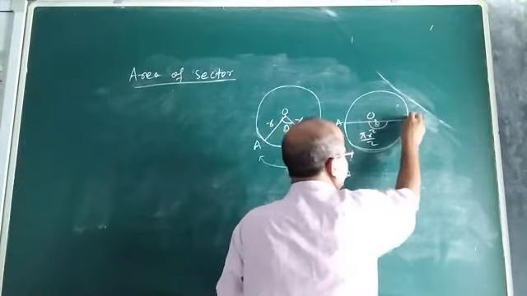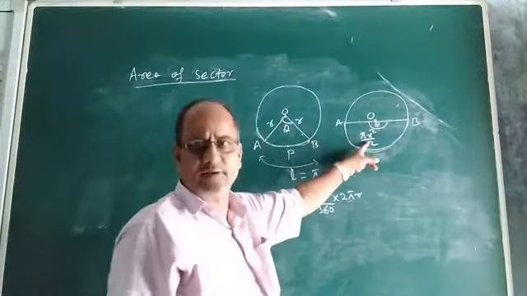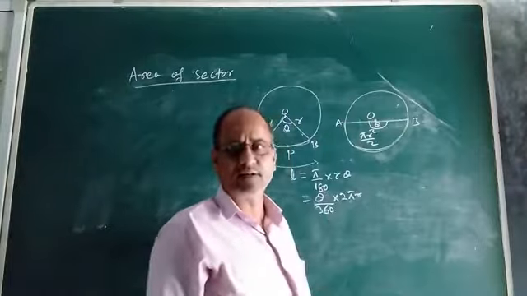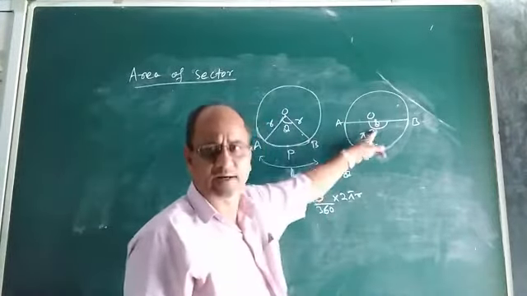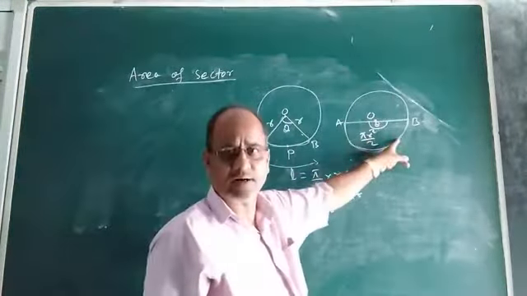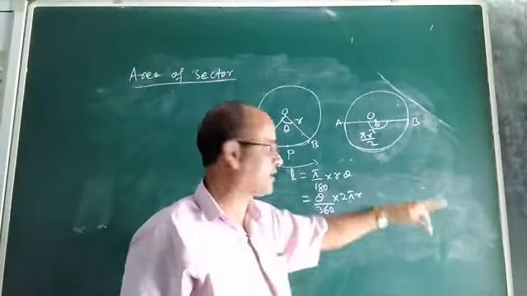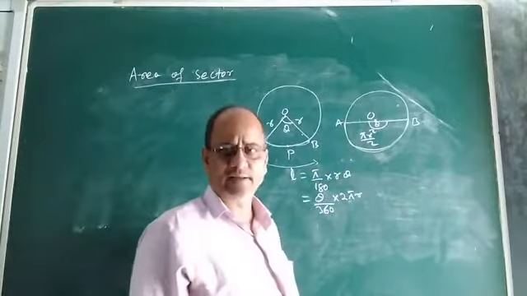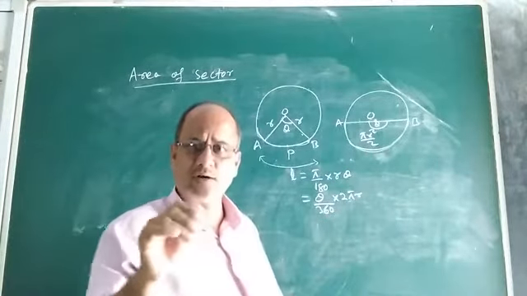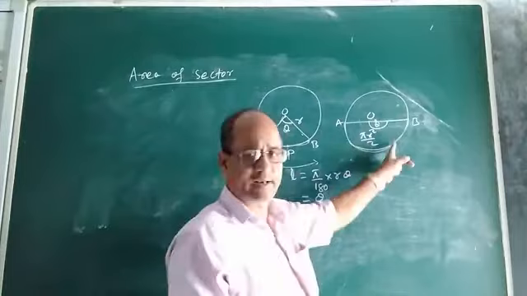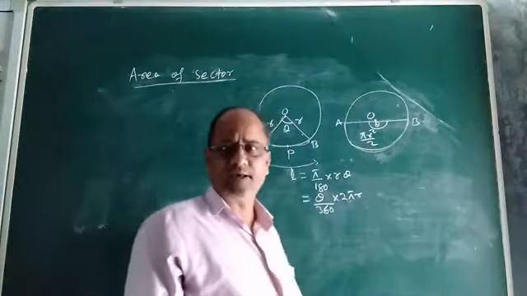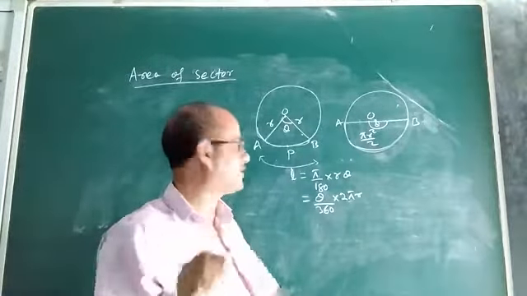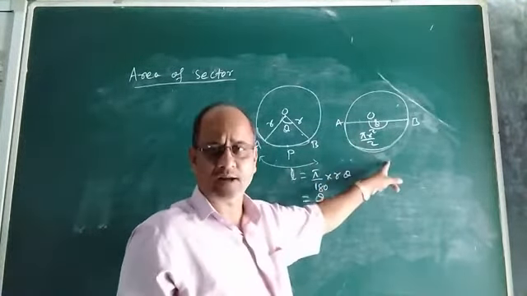Here the sector is a what? A semicircle. In this figure, the sector is a semicircle. And what is the sector angle? Theta. It is equal to how many degrees? 180 degrees. So when the sector is a semicircle, the sector angle theta is equal to 180 degrees. That means when the sector angle becomes equal to 180 degrees, the sector becomes a semicircle. And you know the formula for the area of a semicircle? It is pi r square by 2, or half pi r square.